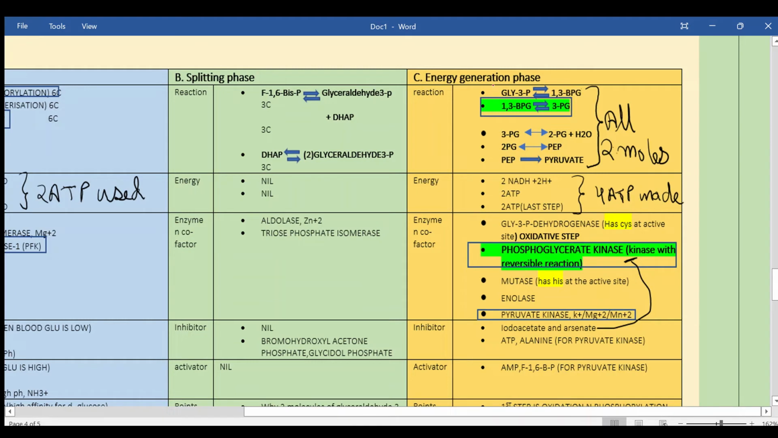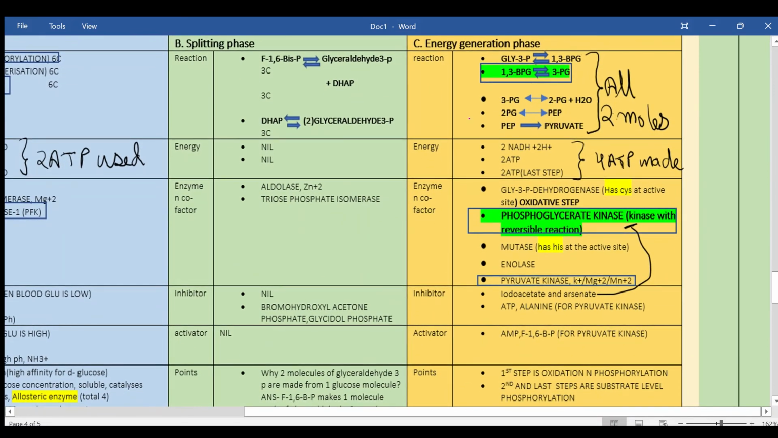Now just consider another molecule of glyceraldehyde 3-phosphate and repeat these steps. So we will get 2 molecules of pyruvate from 2 molecules of glyceraldehyde 3-phosphate. I hope this is clear. I have written here all 2 molecules. Okay, just take one molecule and repeat it for the second molecule, and you will get 2 molecules of pyruvate, which is our end product or the final product of glycolysis.